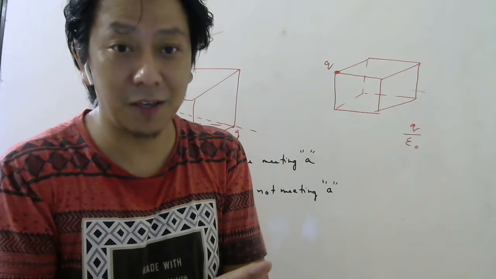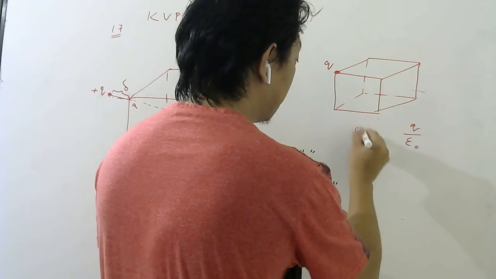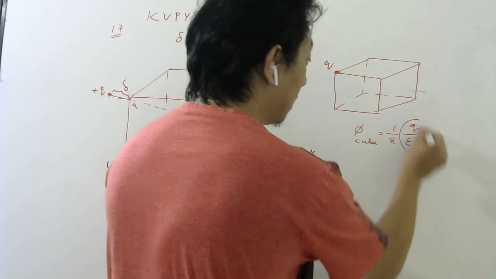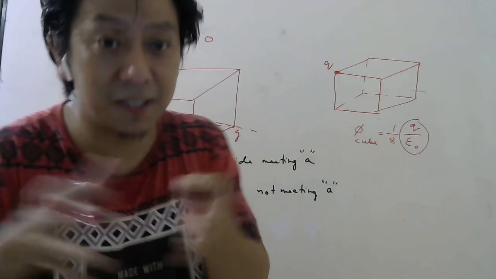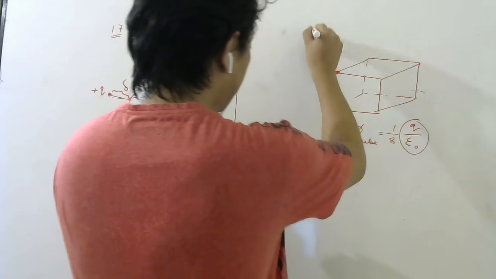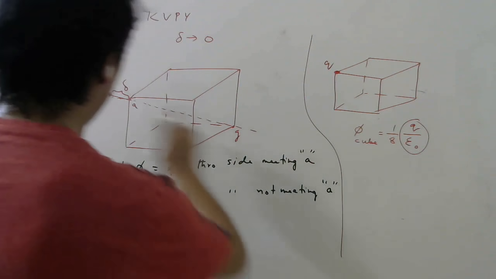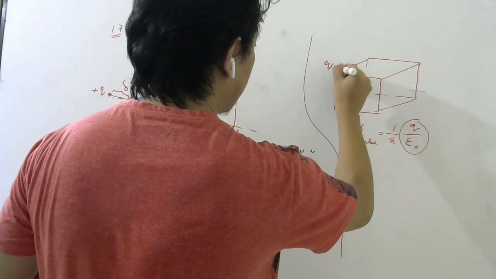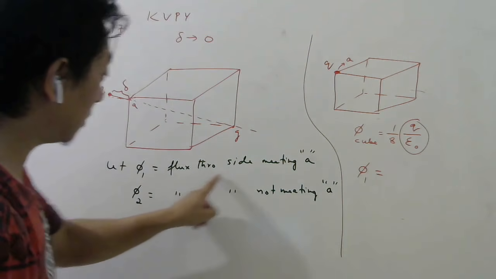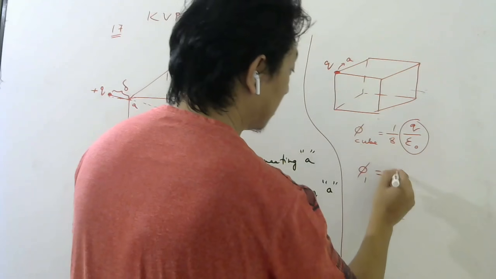For that big cube I can use Gauss law because this charge will be inside that big cube. Then the flux through this cube will be 1/8 of the flux through the big cube, because there are 8 such cubes. Fine. Okay. Now I told you, in this case, this phi 1 is the flux through the sides meeting A. If this charge was exactly at A, then the flux through this side, or this side, or this side, was 0, if you remember.